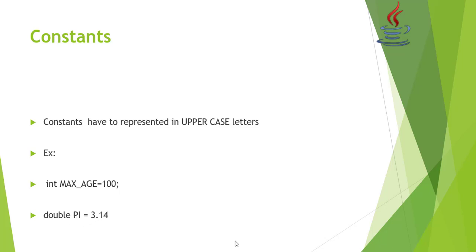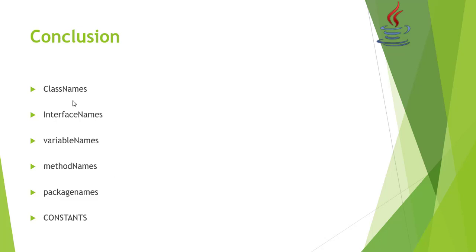Okay? If you see here, class names, C should be capital. Interface names are also the same. Variable names start with a small letter. If it has any inner word, it should start with a capital letter, same as the method name. A method has parentheses. Fine. Package names, all the package names have to be represented in lowercase letters separated by the dot operator. Constants have to be represented in capital letters. If it has more than one word, then it's recommended to use an underscore in between those words. Clear?